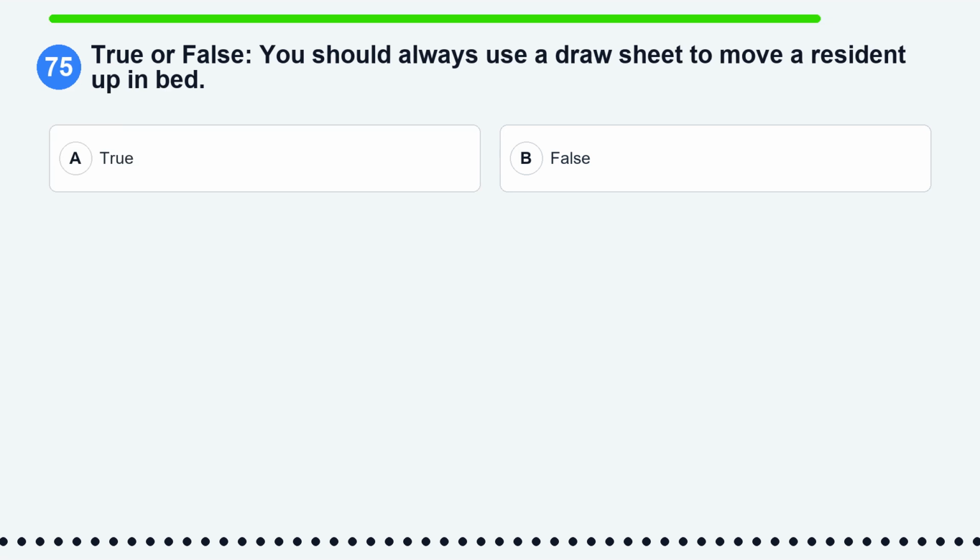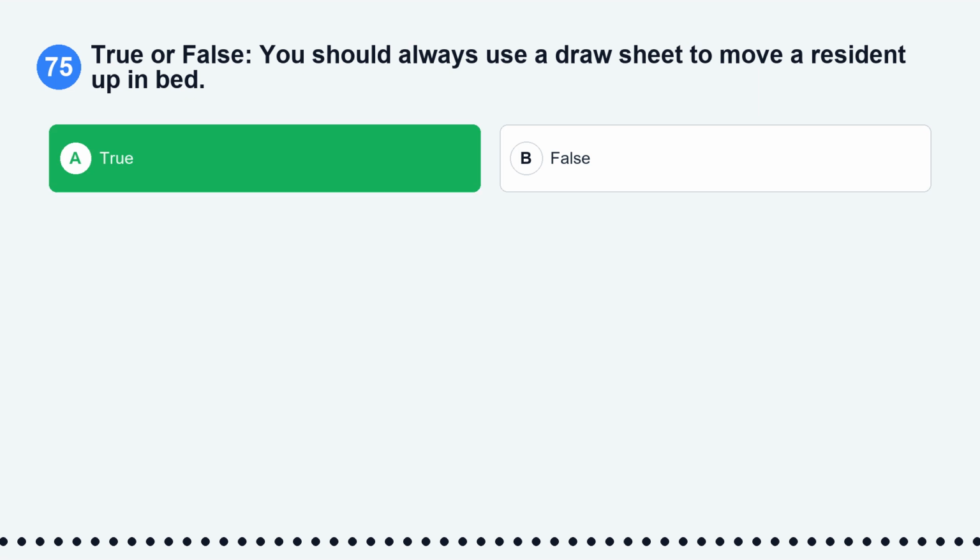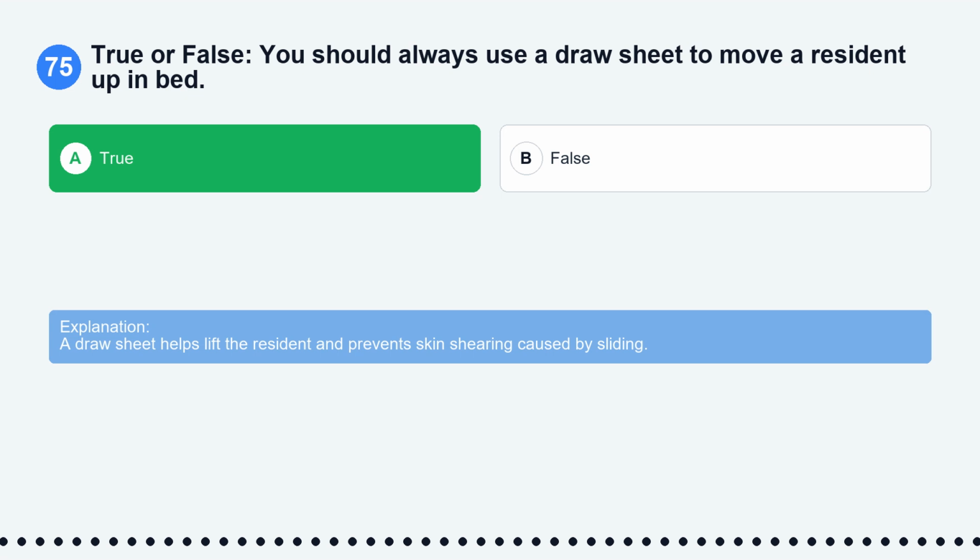Question 75. True or false, you should always use a draw sheet to move a resident up in bed. Option A, true. Option B, false. The correct answer is option A, true. A draw sheet helps lift the resident and prevents skin shearing caused by sliding.